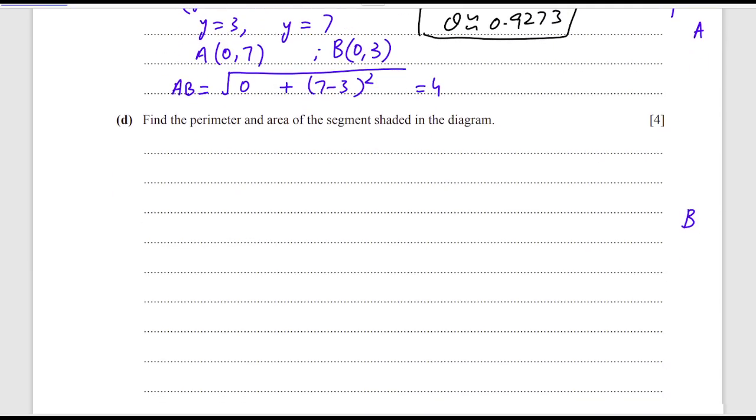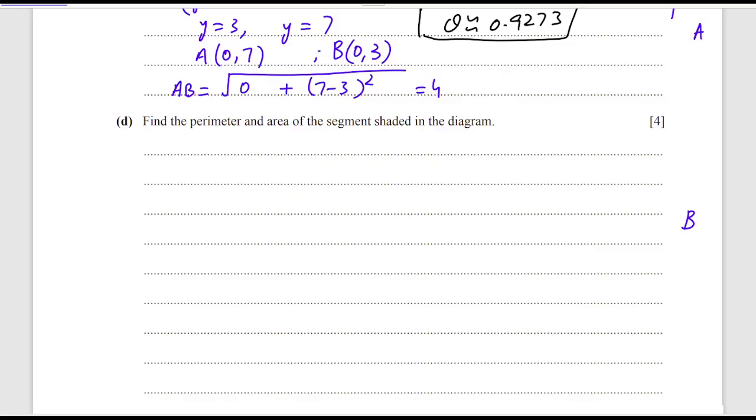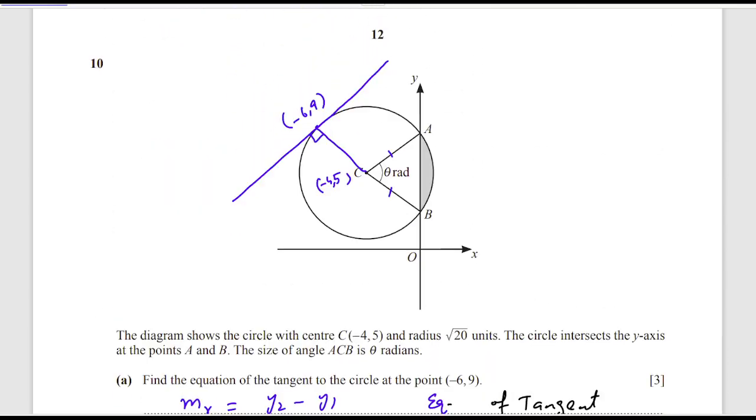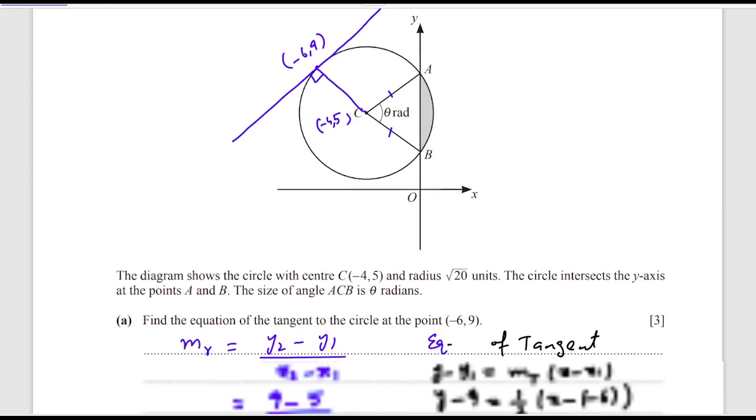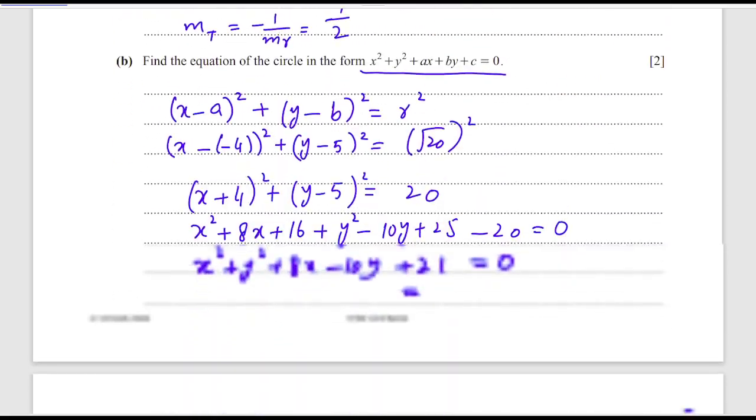Next question. Find the perimeter and area of the segment shaded in the diagram. So in this question, we need the perimeter and area of the shaded part of the figure. From the figure, for the perimeter, we need the length of AB and the arc length. If we know the angle theta, we can find the arc length using s equals r theta. The perimeter will simply be AB plus the arc length of arc AB.